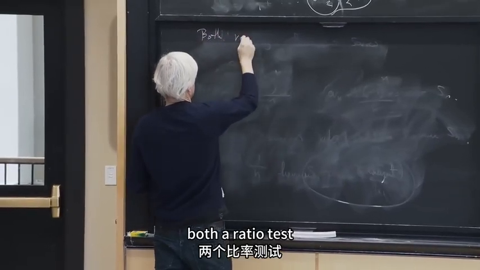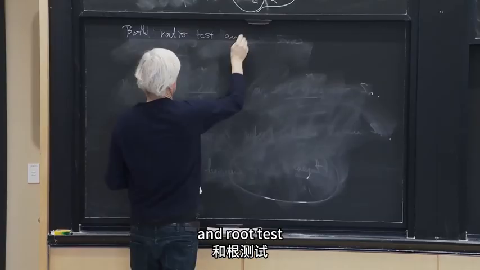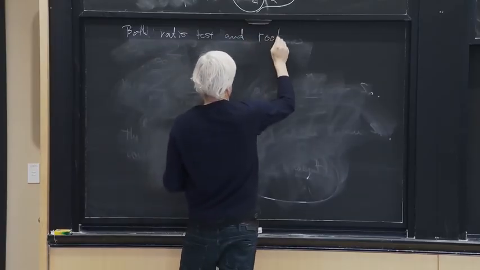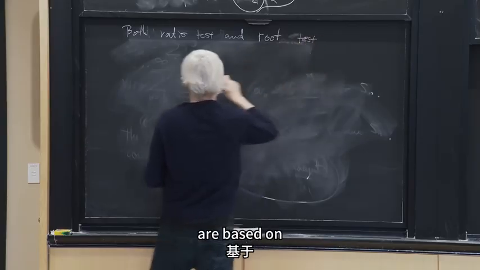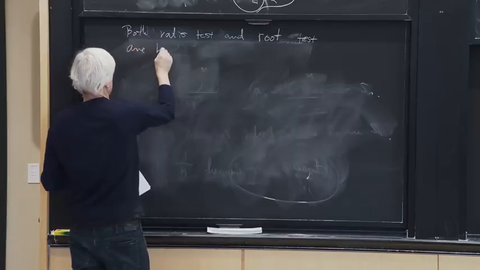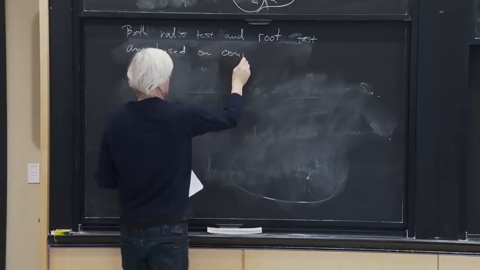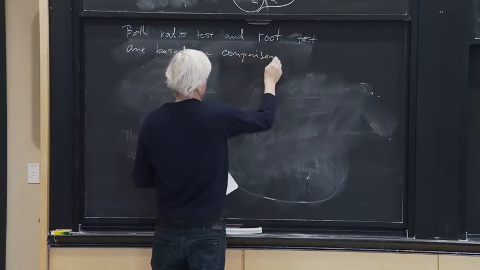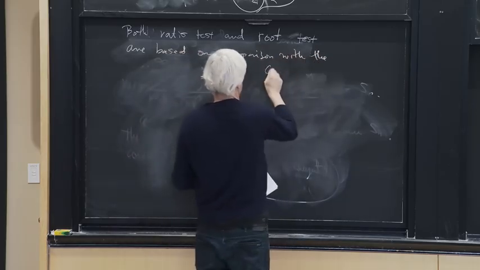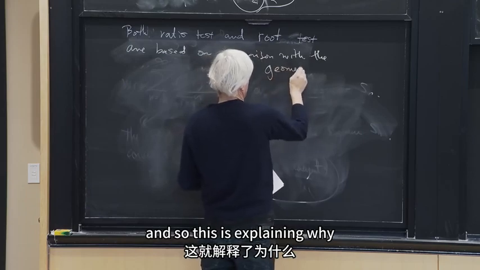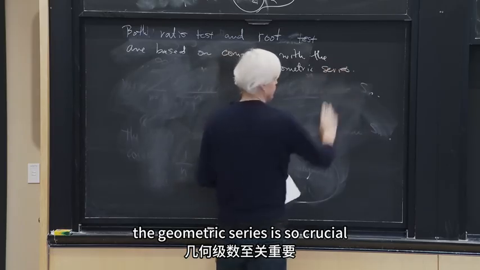Both the ratio test and root test are based on comparison with the geometric series. And so this is explaining why the geometric series is so crucial.